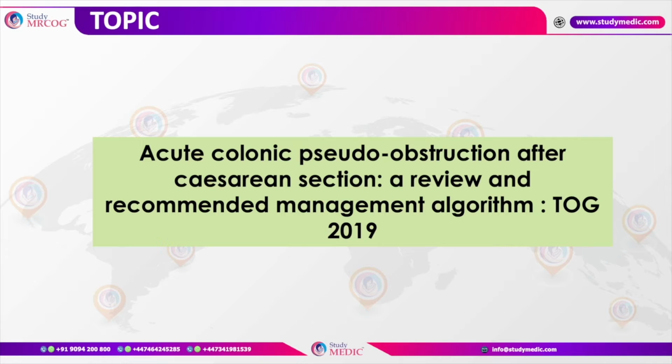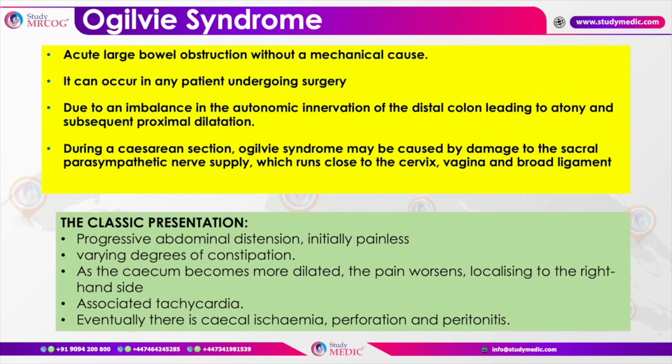So what is Ogilvie syndrome, which is also called acute colonic pseudo-obstruction after cesarean section? It is acute large bowel obstruction without any mechanical cause. It can occur in any patients undergoing surgery. It is due to an imbalance in the autonomic innervation of the distal colon, leading to atony and subsequent proximal dilatation.